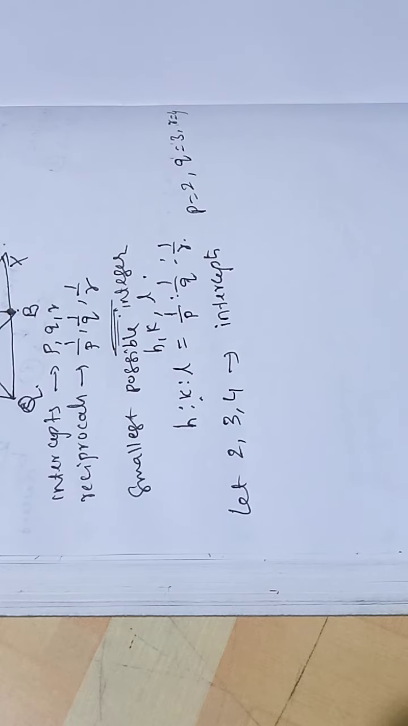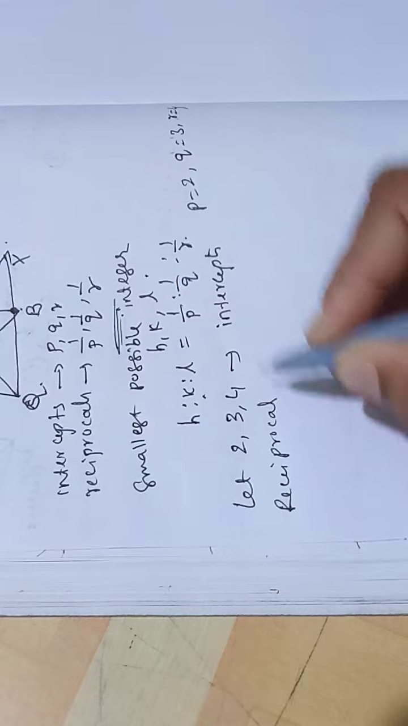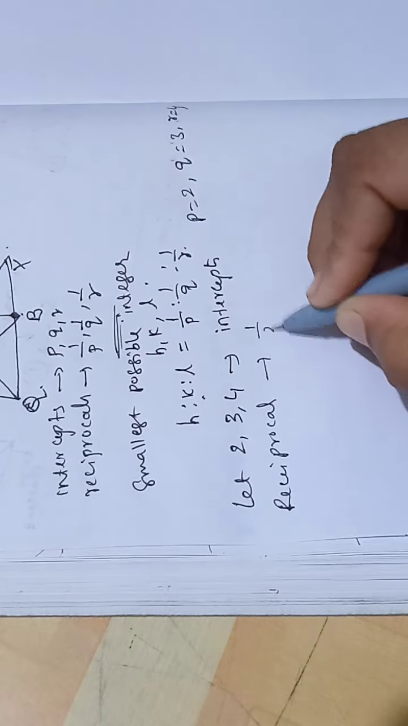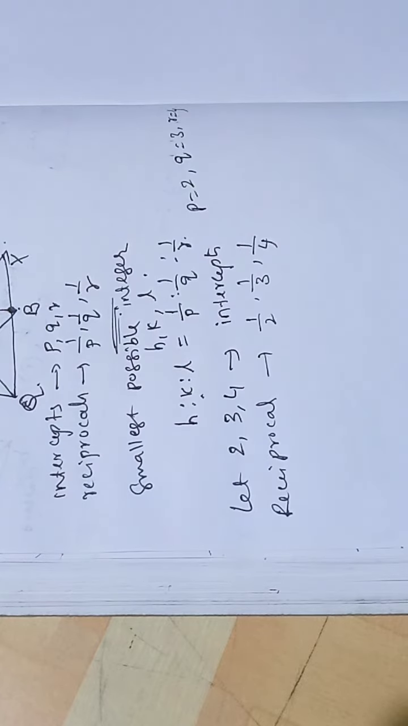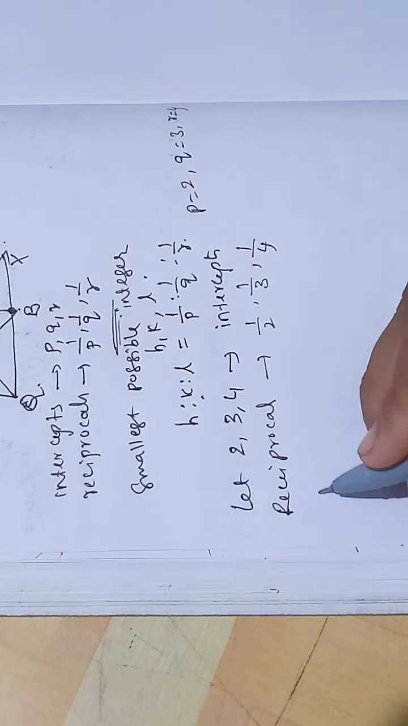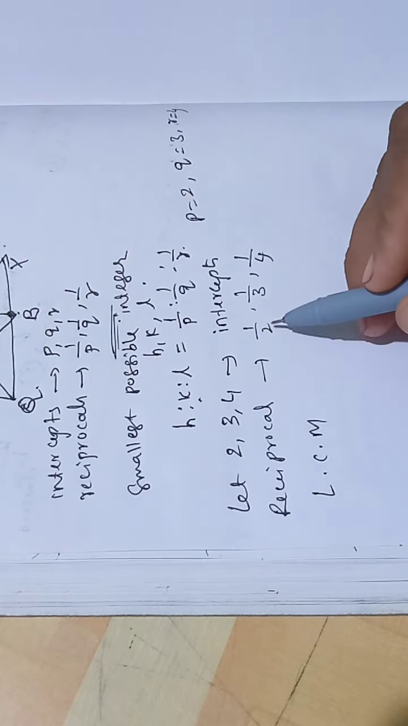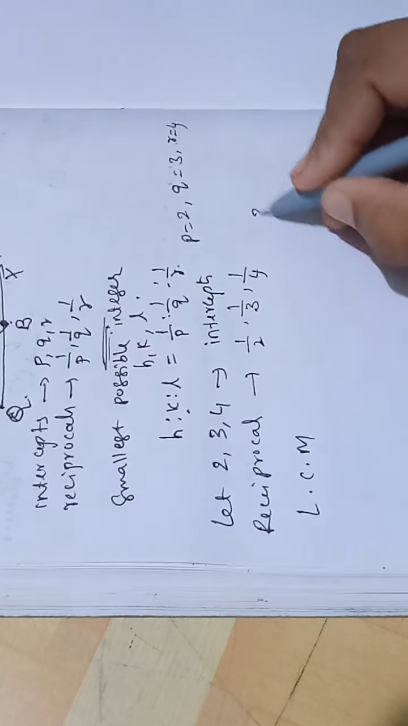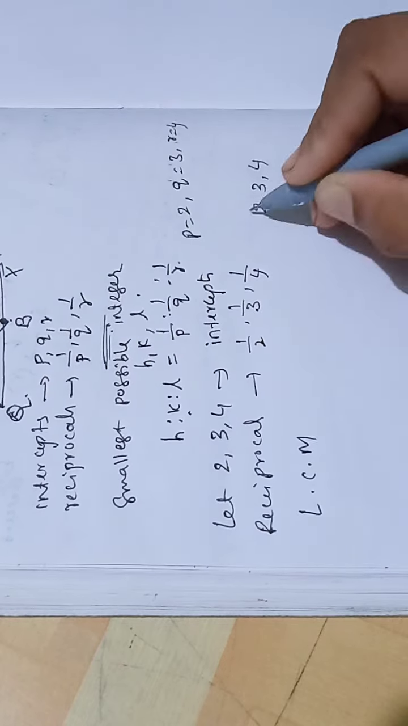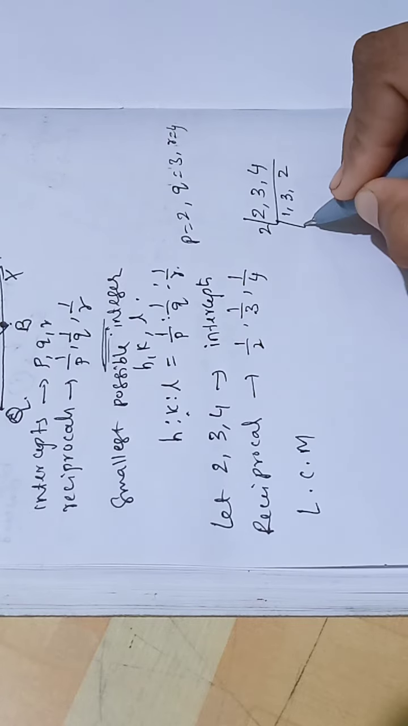Right? Now next we will write the reciprocal of these intercepts: 1 by 2, 1 by 3, 1 by 4. Next we have to write the LCM. What will be the LCM? 2 3s are 6. Now let us determine the LCM of 2, 1, 3, 2.